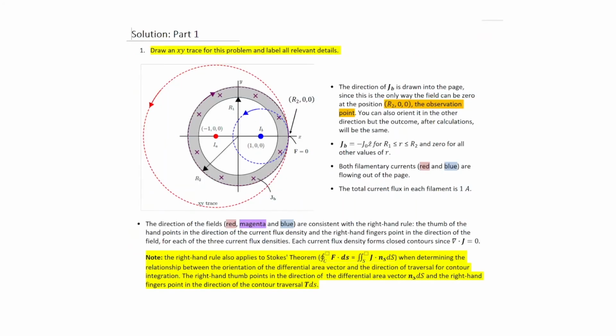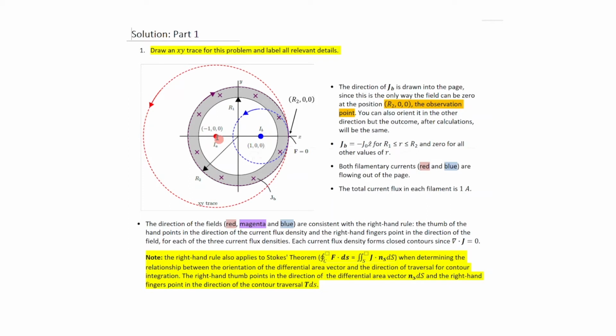All right, so here now is question 1, and it asks you to draw an XY trace for the problem and label all relevant details. That's essentially what I've done here. You have a current filament at location 100. The total current flux is 1, we'll call it IB here.